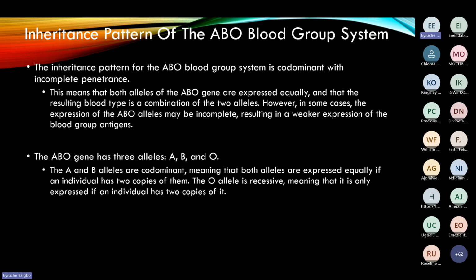The ABO blood group gene has three alleles. We have the A, the B, and the O alleles. The A and B alleles are codominant, meaning that both alleles are expressed equally. That is, if you inherit A from your mother and A from your father, you will express both alleles equally. The O allele is recessive, meaning that it is only expressed if an individual has two copies of it. That will be clear as we go on.